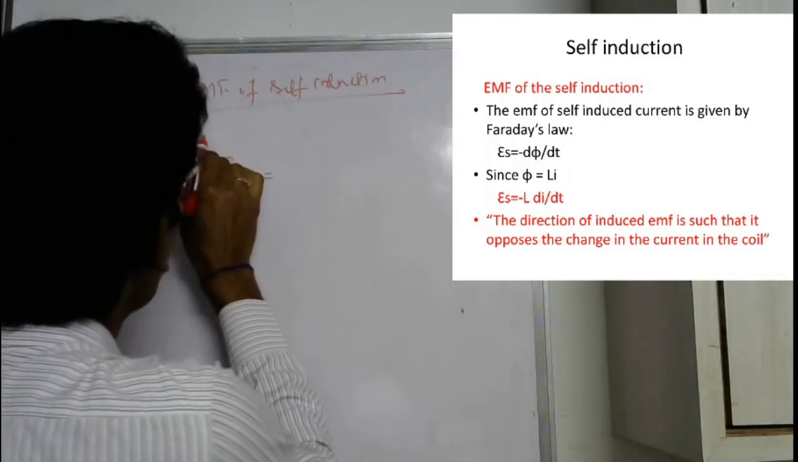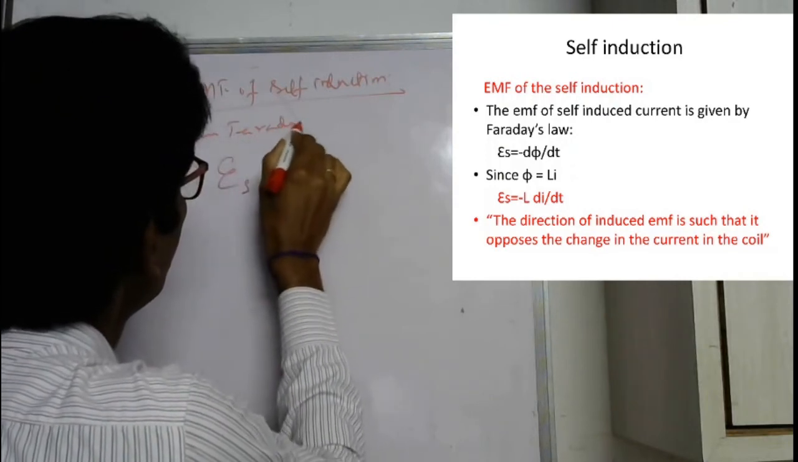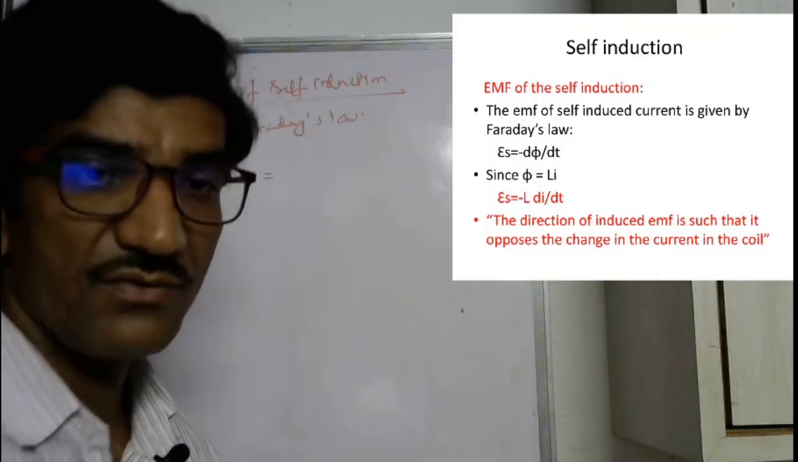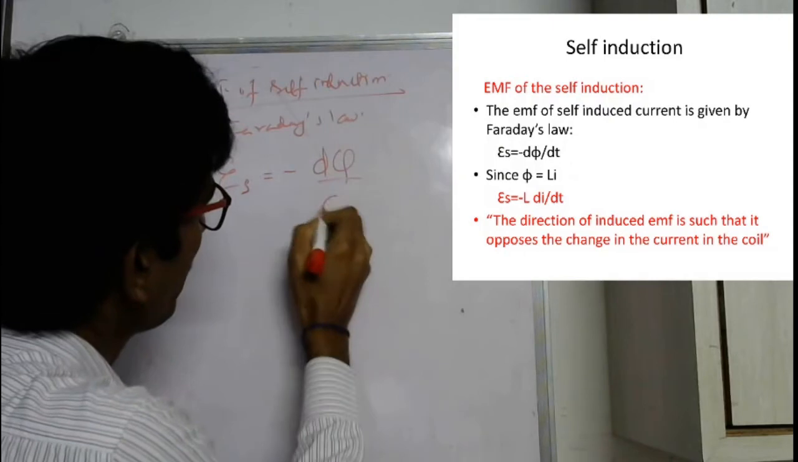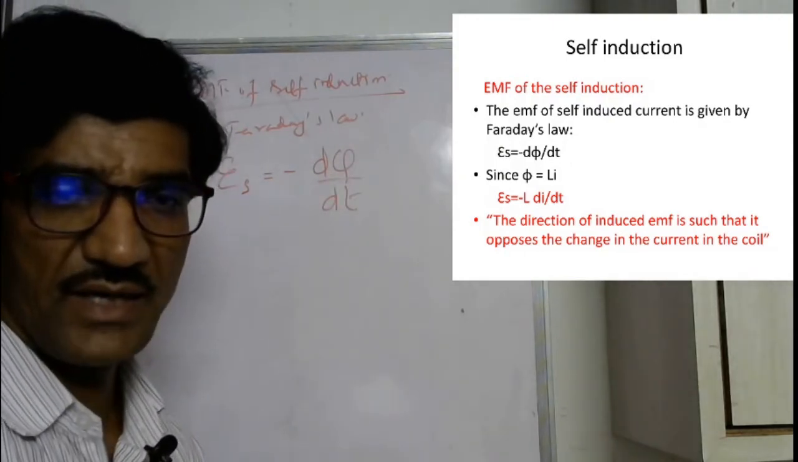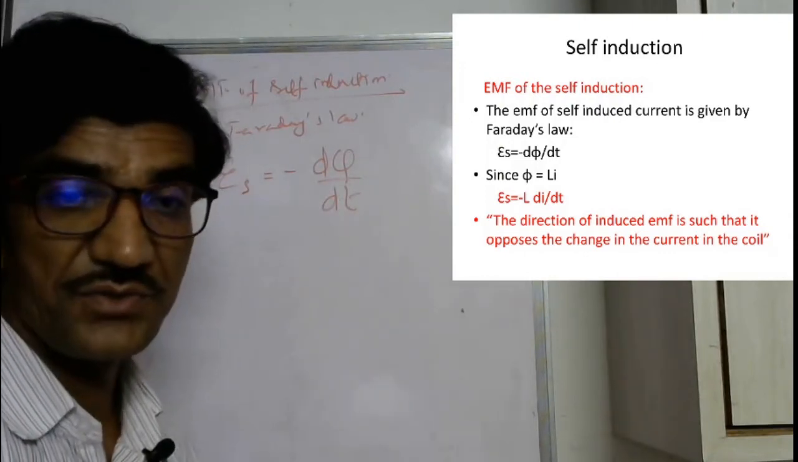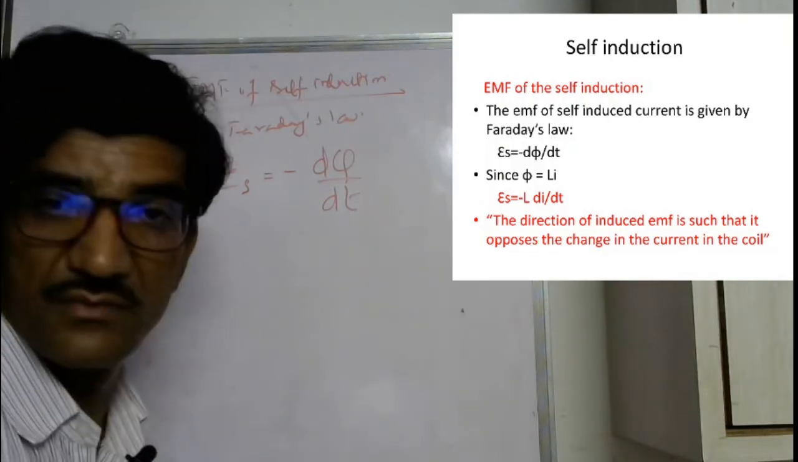From Faraday's law, EMF of self-induction is given by minus of d phi by dt. Now this flux is due to the current flowing in that coil itself. Right?